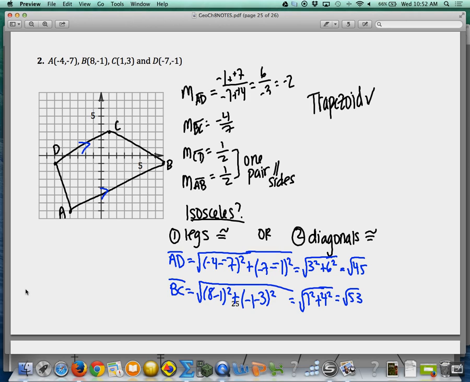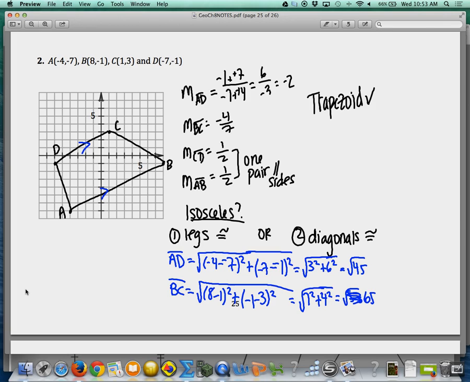Can somebody verify my two legs? I got 65. 65 for which one? BC. Is my 45 right? Yeah. Okay. So 7 squared is 49. Oh, 49 and 16 is 65. Yeah, you guys are right.